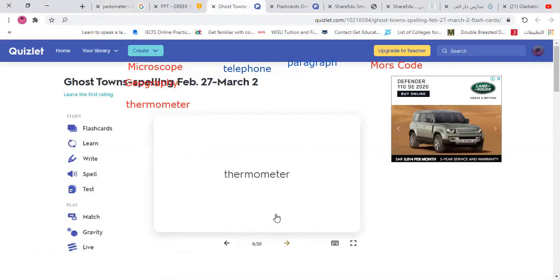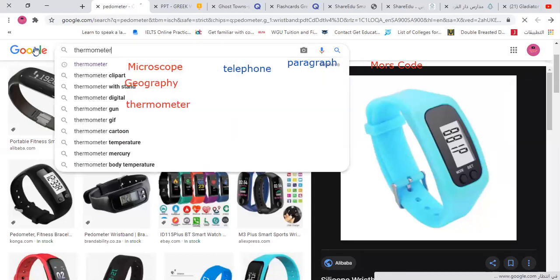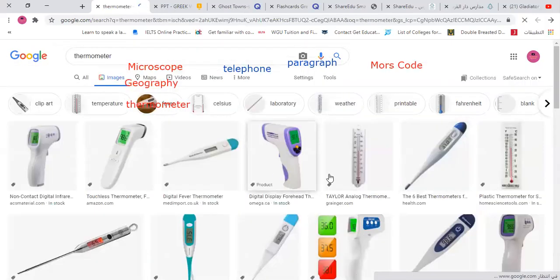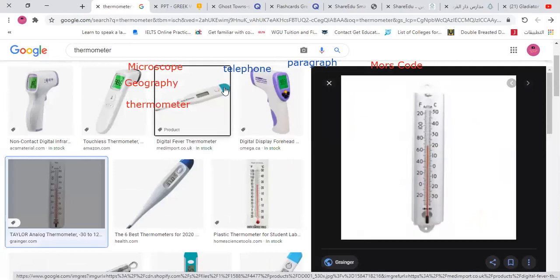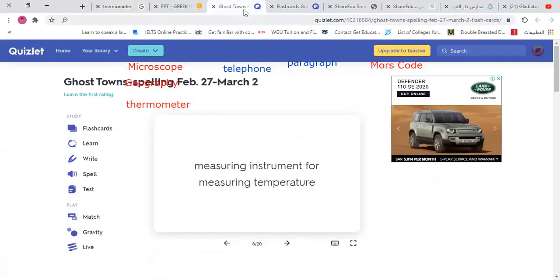Okay, we have also thermometer, the one that we use to measure the heat. This is a thermometer. We use it right now with the children like this. You can measure your temperature from your ears.